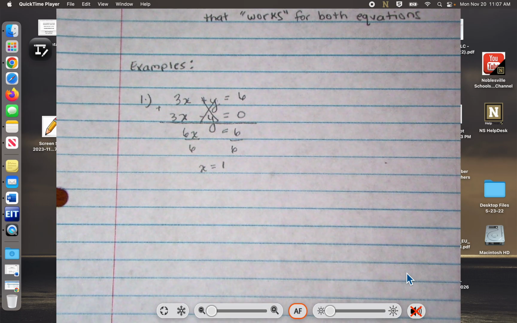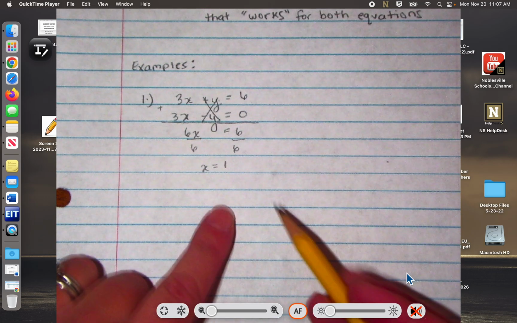Now this was set up to be pretty easy, right? So you could see how it's happening. You will eventually have to make decisions on which variable you want to get rid of. You might have to multiply the entire equation by a value so that you can create some easily eliminated variables so that they cancel each other out. Okay, so now I need to find the y value. How do I find the y value? I'm going to plug it in. I'm going to substitute it, right?